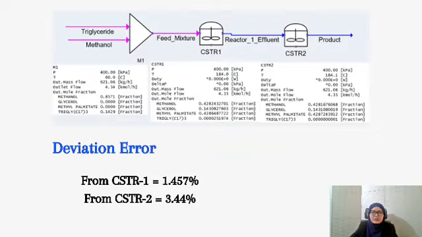Here we have the results of our simulation using the same volume and reactor parameters that have been specified in the reaction engineering part. The deviation error from the simulation and calculated values were very minimal. The total molar flow from CSTR1 has a deviation error of 1.457%, while from the CSTR2 has a deviation error of 3.44%. Hence, it can be deduced that the deviation error may originate from human errors from the manual calculation.